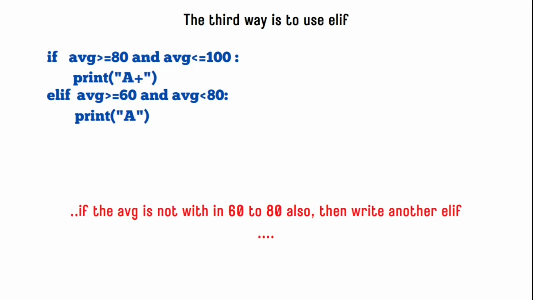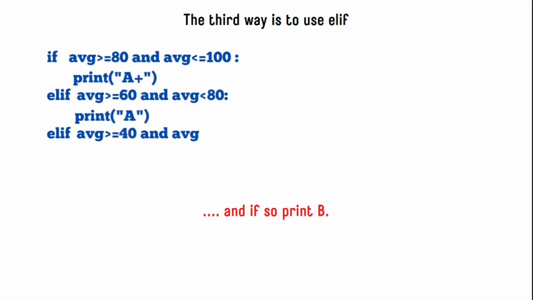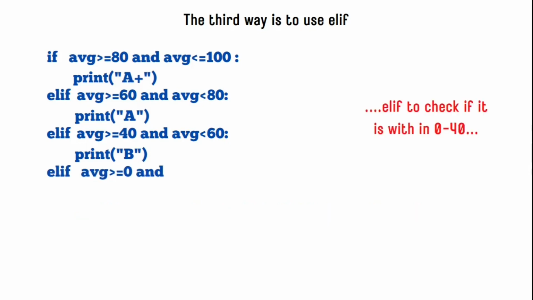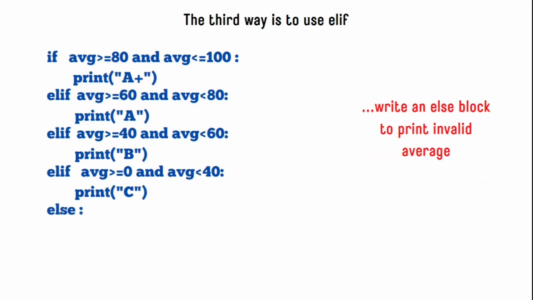If the average is not within 60 to 80 also, then write another elif to check if the average is within the range 40 to 60. And if so, print B. If the average is not within 40 to 60 also, write another elif to check if it is within 0 to 40. And if it is the case, print C. If the average is not within 0 to 40 also, certainly it must be less than 0 or greater than 100. To handle this situation, we simply write an else block to print invalid average.